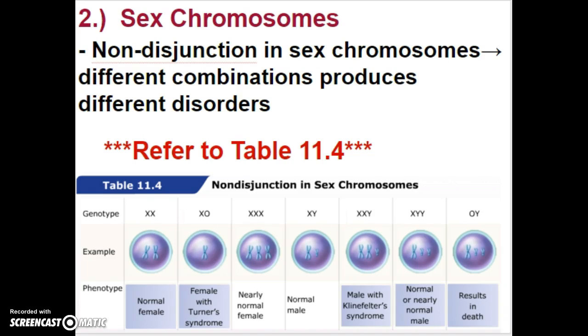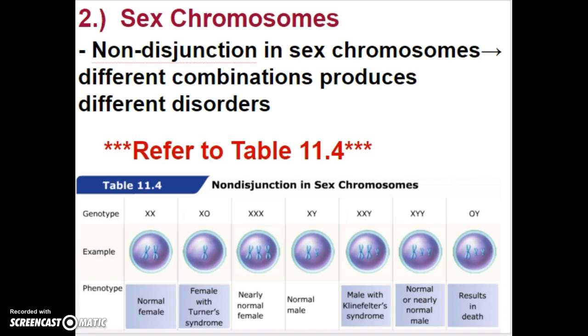Non-disjunction can also happen with sex chromosomes. Remember, normal males and females, normal female, XX, normal male, XY. But in the case of during meiosis, if those chromosomes do not split out correctly, you can actually get different combinations that can produce different disorders.